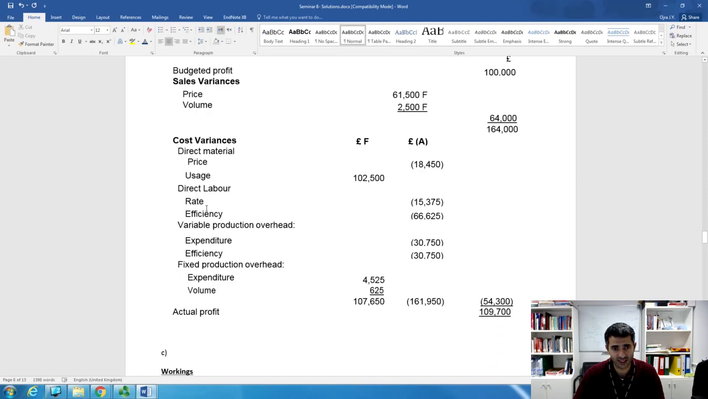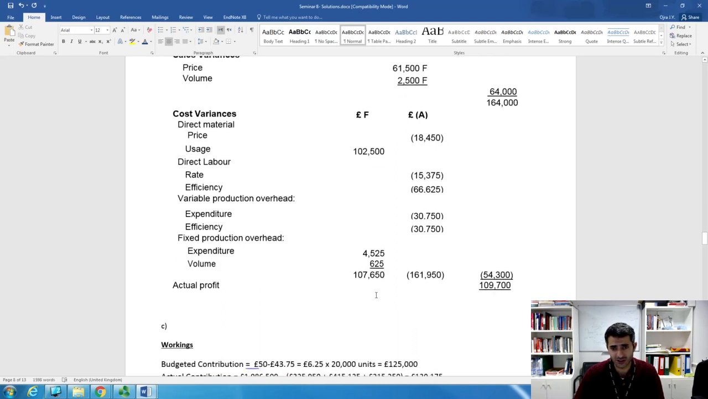Then you need to list all the costs, and you list them under either favorable or adverse. So you go back to the answers and you can see these are the total and the net figures here for cost variances. So as I said, this is minus, this is positive. So 164,000 minus 54,300 equals 109,700, the actual profit.